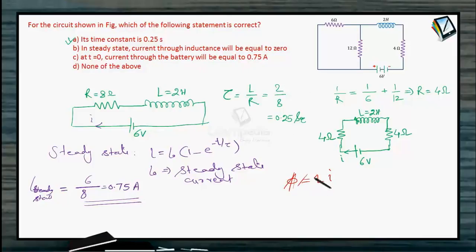So this option, that current through inductance will be equal to 0 in a steady state, is not correct, because in a steady state the current is going to be 0.75 ampere. And at t is equal to 0, current through the battery will be equal to 0.75 ampere. No, this is not correct, because at time t is equal to 0, the current in the circuit will be 0, and D cannot be the option. So option A is the correct option to this question.